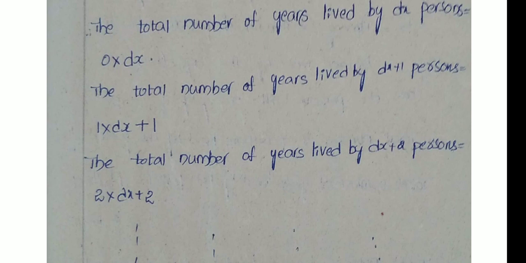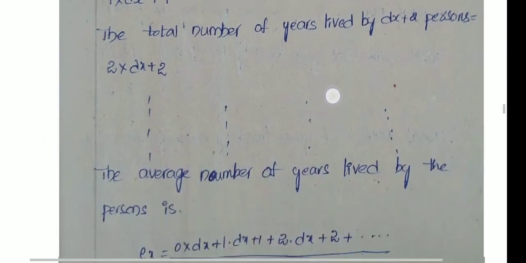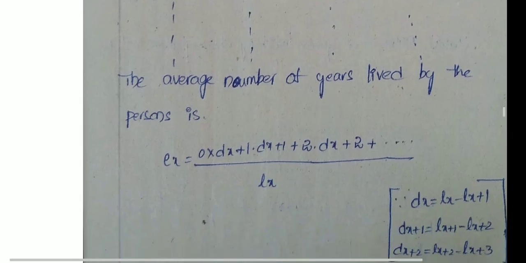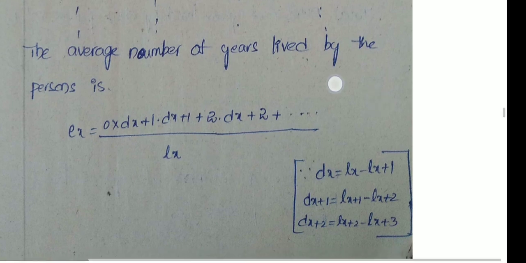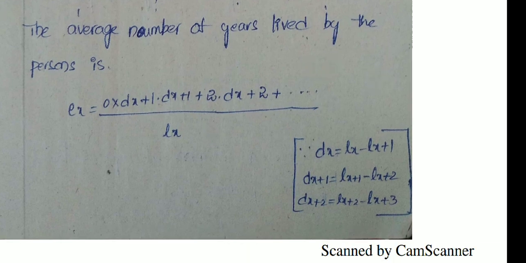Similarly, the total number of years lived by the dx+2 deaths is equal to 2 into dx+2. We will write down the average: e_x is equal to 0 into dx plus 1 into dx+1 plus 2 into dx+2, and so on, divided by lx. And you know dx can be written as lx minus lx+1, and dx+1 can be written as lx+1 minus lx+2, and dx+2 is lx+2 minus lx+3.